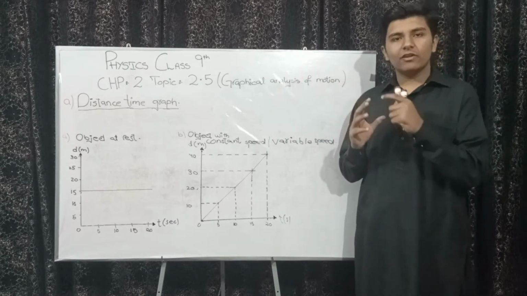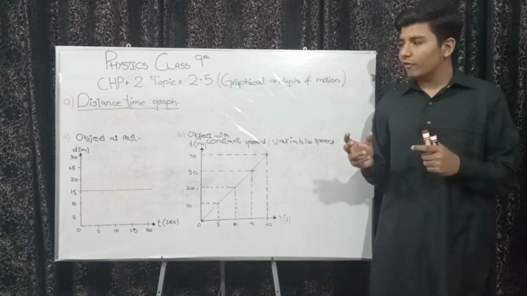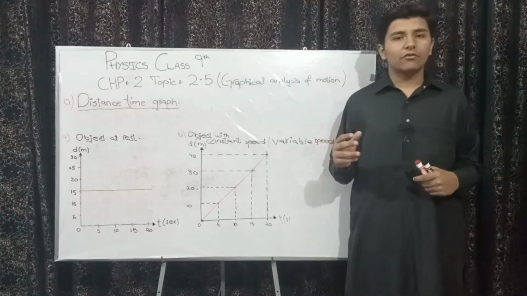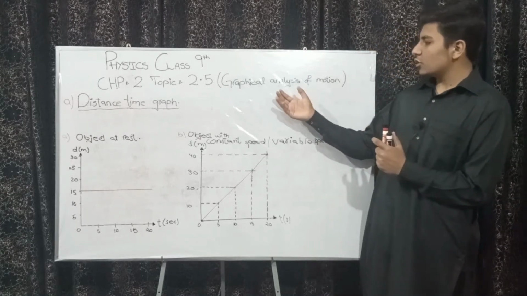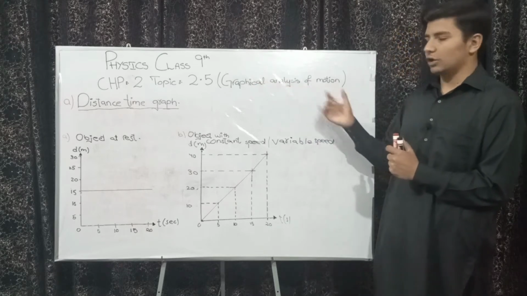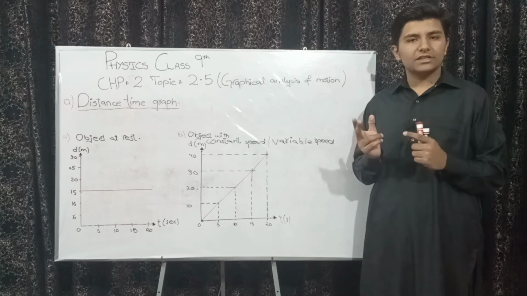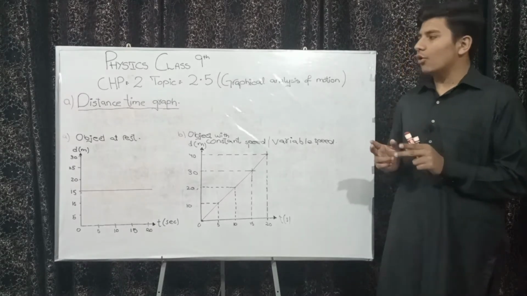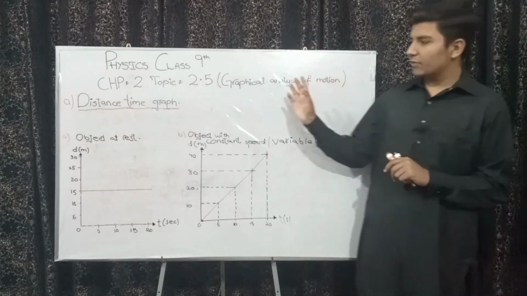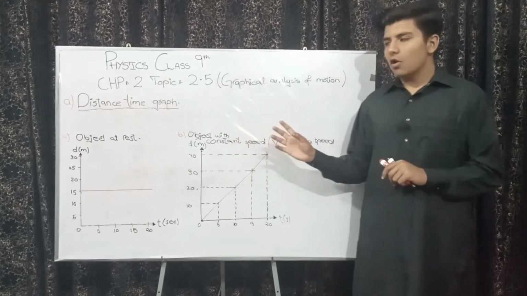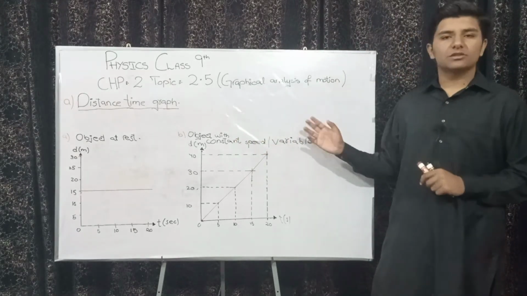So, when we represent a vector graphically or when we are representing the terms associated with motion graphically, that is known as graphical analysis of motion. Actually, in this topic, we'll be having a comparison between two quantities in terms of graphs. There are two types of graphs we'll be studying in this chapter. One is the distance time graphs and one is the speed time graphs.